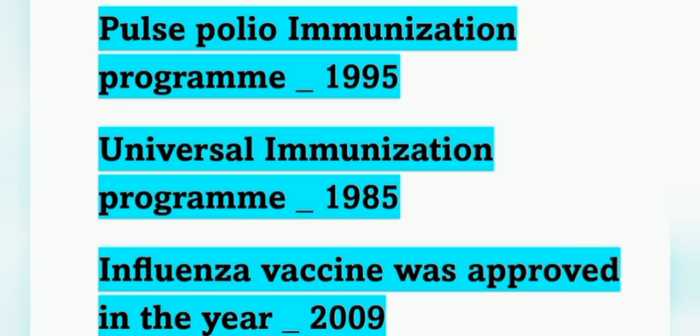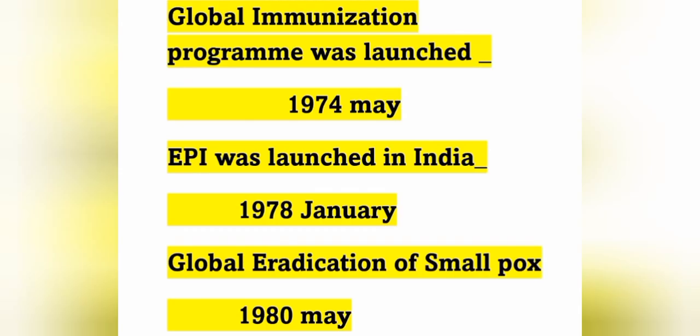Pulse polio immunization program was launched in 1995. Universal immunization program was launched in 1985. Influenza vaccine was approved in the year 2009. Global immunization program was launched in May 1974. Expanded program on immunization was launched in India in January 1978. Global eradication of smallpox was in May 1980.